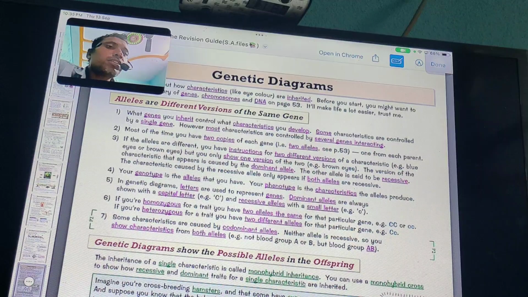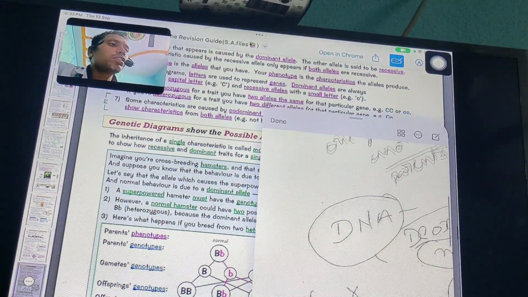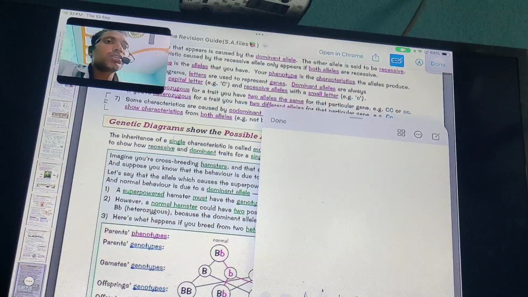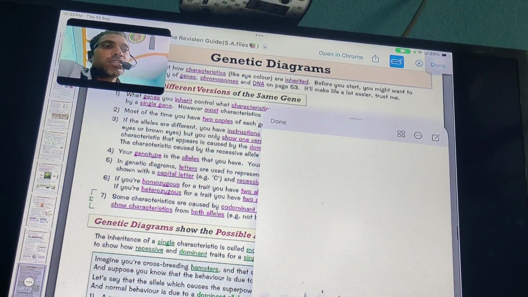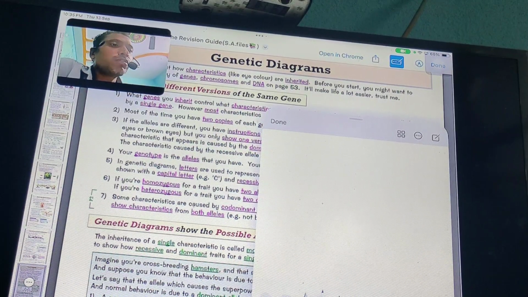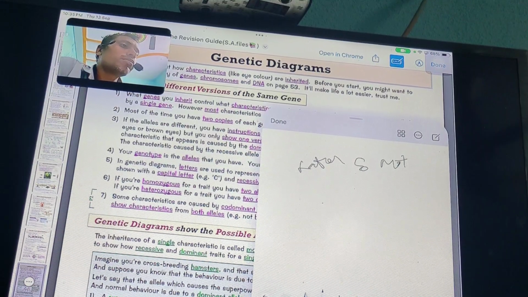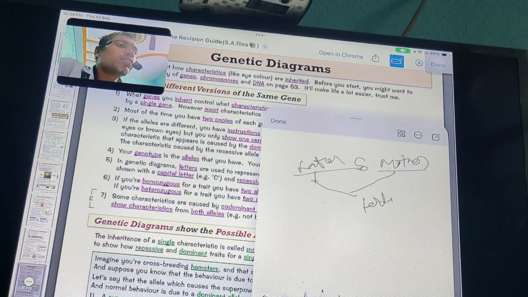Second, most of the time you have two copies of each gene, that is two alleles, one from each parent. One is from the male, the other from the female. One is the father and the other is the mother. At fertilization, the father's and mother's chromosomes combine and the zygote is formed.